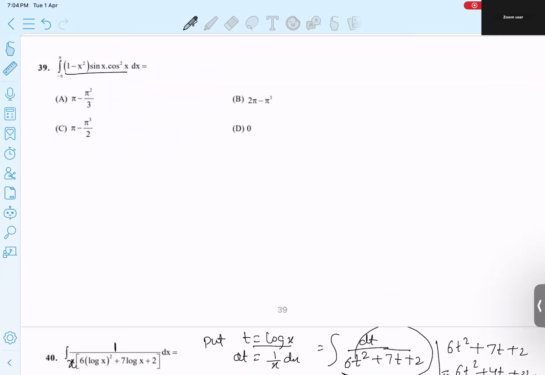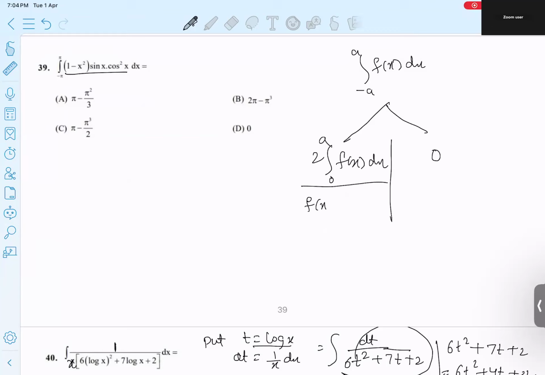39. So even this is also a definite integral. In that properties-based question, you had 7 properties, P7. The integral from minus a to a of f of x dx has 2 values. That is 2 times the integral from 0 to a of f of x dx, or 0. So when will this happen? This happens when f of x is an even function. That happens when f of x is an odd function.